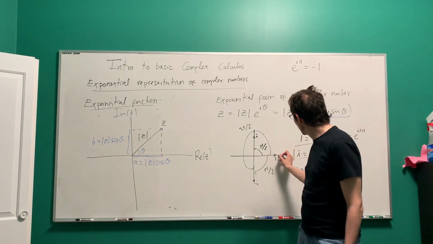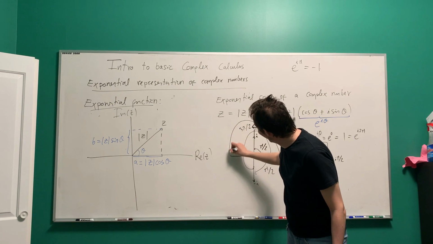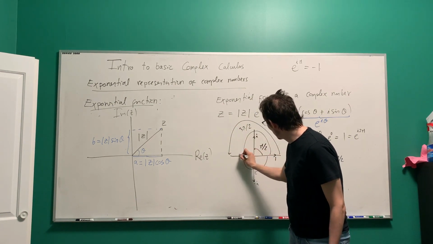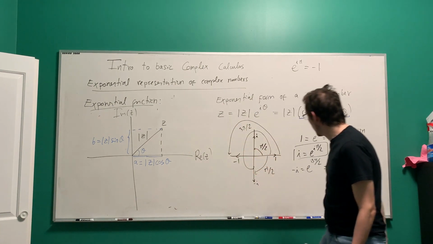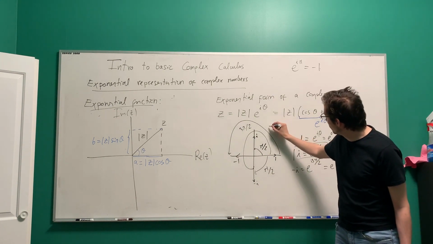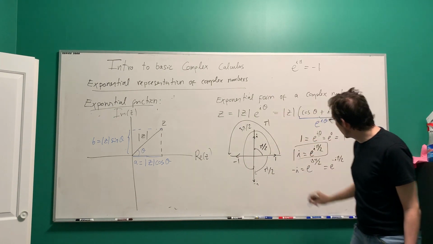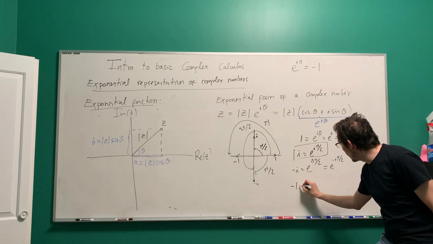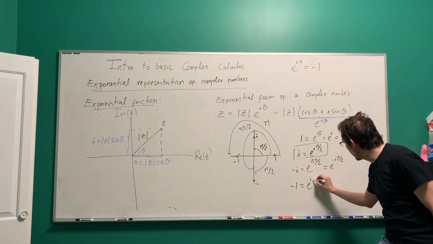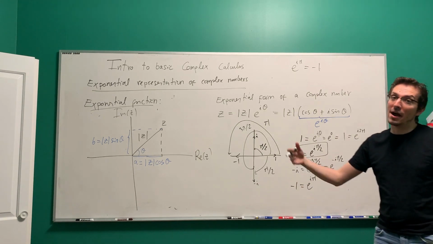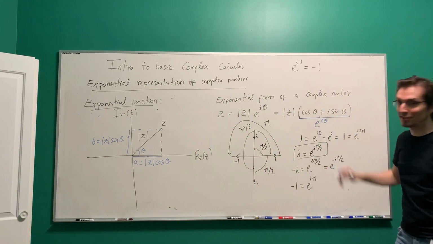Another one: minus 1. So what is the angle for minus 1? For the minus 1, the angle is pi. So I know that minus 1 is equal to e to the i pi. Oh my god, the famous relation.